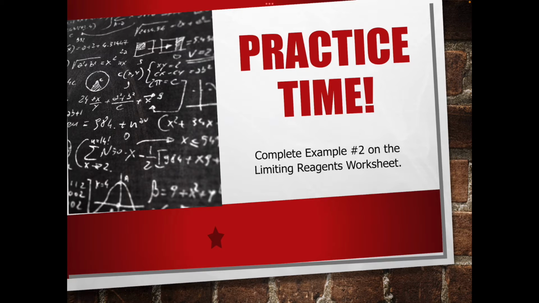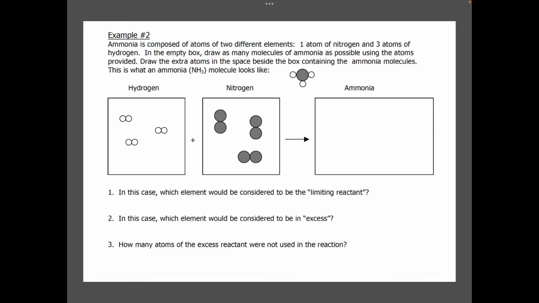Alrighty, let's go back to the limiting reagents worksheet. Now we are going to do example number 2. So again, I recommend you actually go and find the worksheet, but I do have it here in the slides if you don't have access to it. So this one says ammonia is composed of 2 different elements. So ammonia is NH3. This is a common name for nitrogen trihydride. So ammonia is made up of 1 atom of nitrogen and 3 atoms of hydrogen.